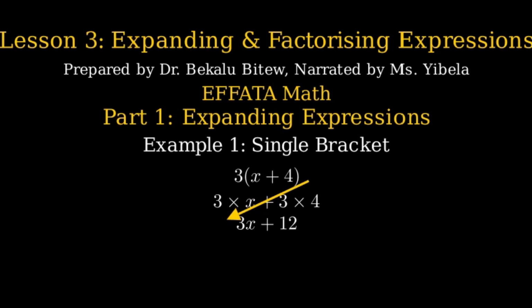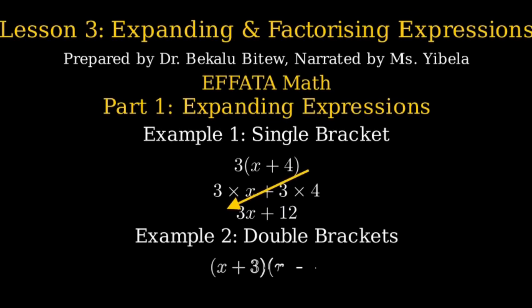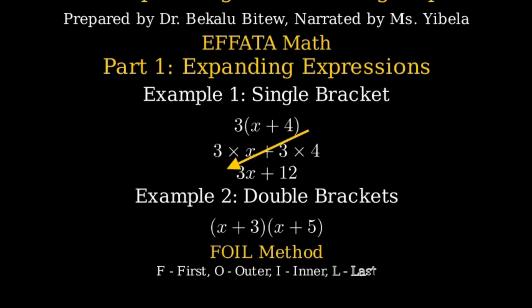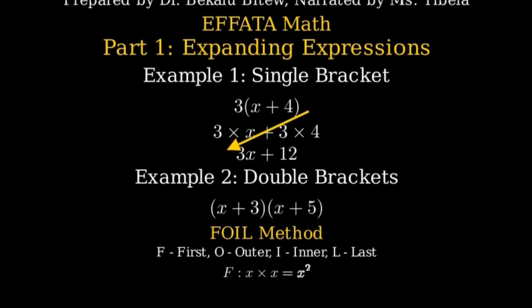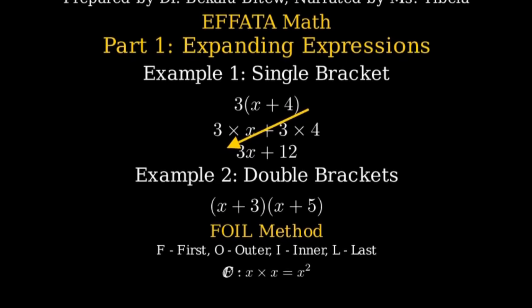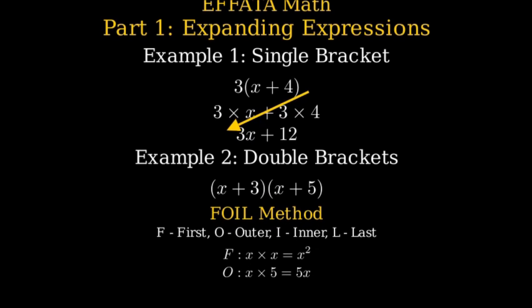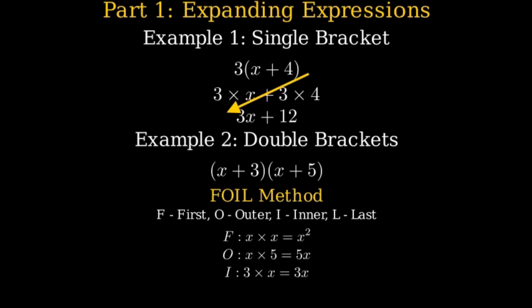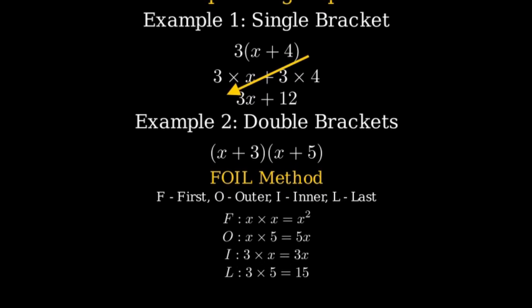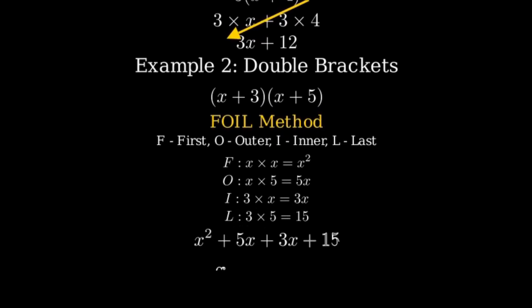Now, let's look at double brackets. We have the expression (x plus 3) multiplied by (x plus 5). To expand double brackets, we use the FOIL method. First, outer, inner, last. First: x times x gives us x squared. Outer: x times 5 gives us 5x. Inner: 3 times x gives us 3x. Last: 3 times 5 gives us 15. Adding these terms together, we get x squared plus 5x plus 3x plus 15, which simplifies to x squared plus 8x plus 15.